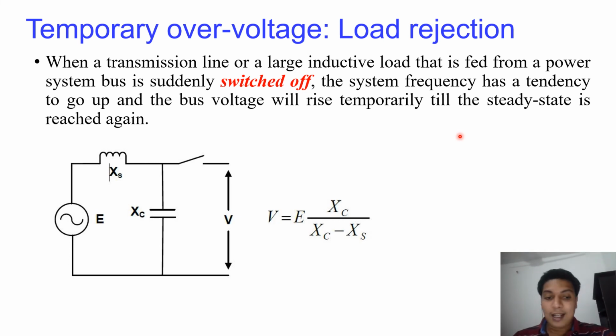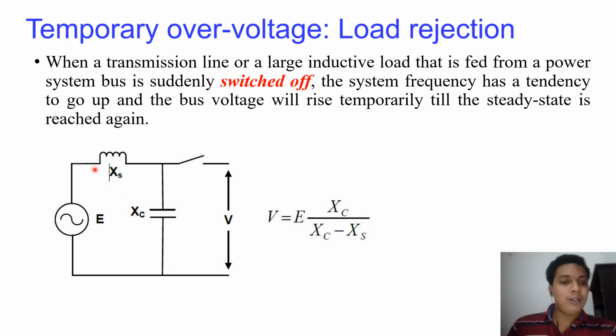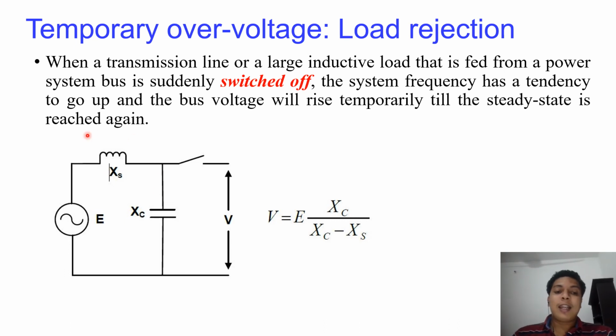Similarly, let us say this is the sending end voltage E, and this is your receiving end, and you have a load rejection. Understood? Your load is rejected. What will happen? In a transmission line you have this reactance, which is the impedance or the reactance of this network, and you have shunt capacitances. Shunt capacitance means whenever your transmission line is running, between the transmission line and ground you have a capacitance.